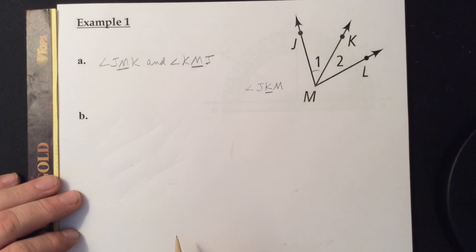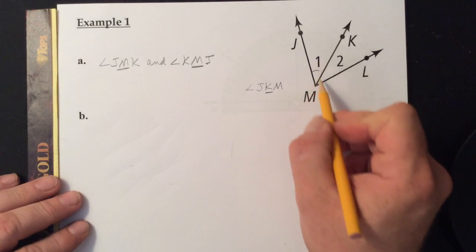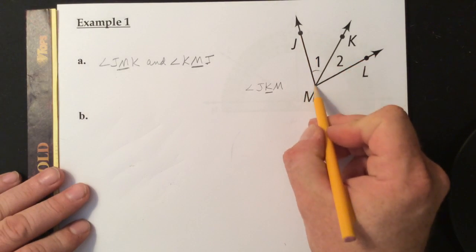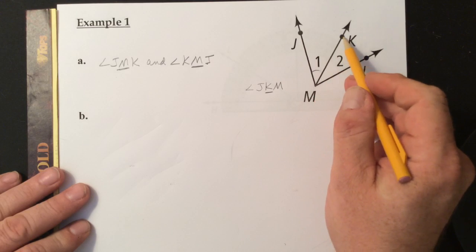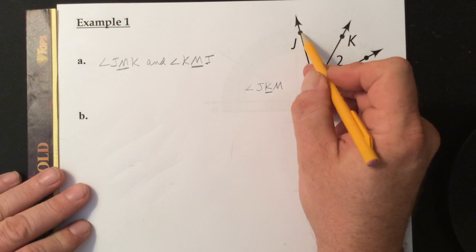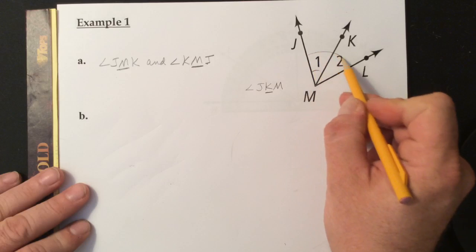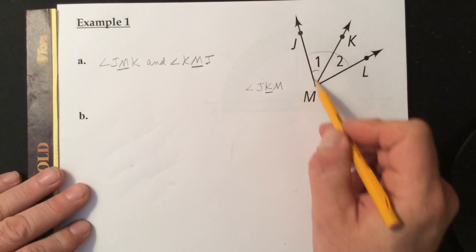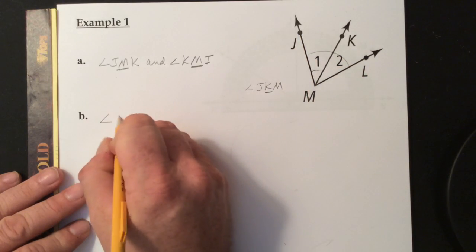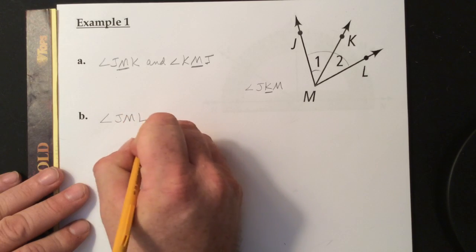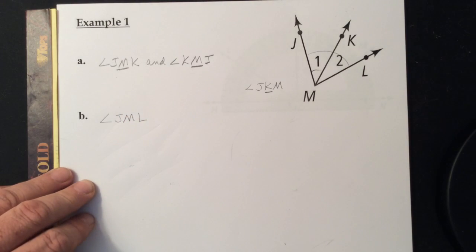Part B, name the largest angle in the diagram. That wouldn't be angle JMK and it wouldn't be angle KML. It would be both of them put together. Angle JML. Or you could call that angle LMJ.